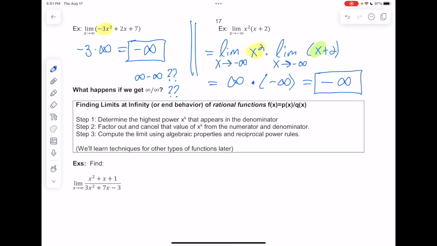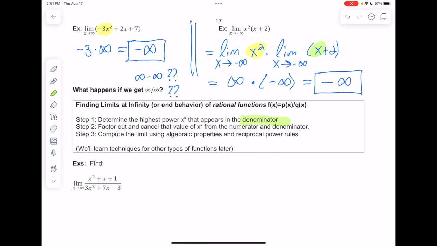So this next box talks about a process to help us do that. If you're trying to find the limits at infinity or examine the end behavior of a rational function where the top and bottom are polynomials, what do you do? The process is to determine the highest power of x that appears in the denominator. Not anywhere in the fraction, but specifically in the denominator. So I'll highlight that part. If you just look for the highest one anywhere, it can go a little weird.